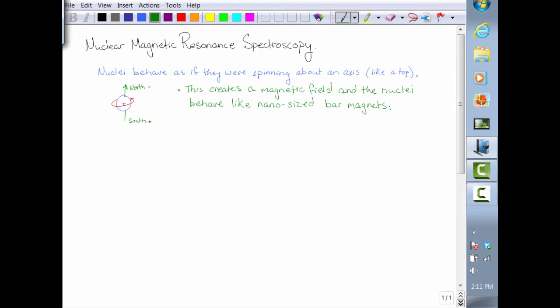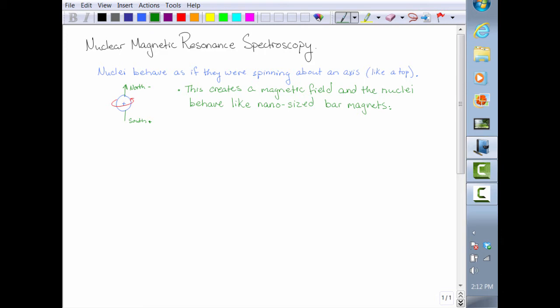So the positive charge I drew in that circle represents the positive electrostatic charge on a nucleus, and the north and south pole, the positive and negative there, are referring to a magnetic field. They're two different things, but the rotation of the positively charged nucleus creates this magnetic field. And so we can simplify this and think of those little nuclei as little bar magnets. They have a magnetic field, so they have a positive and a negative end.